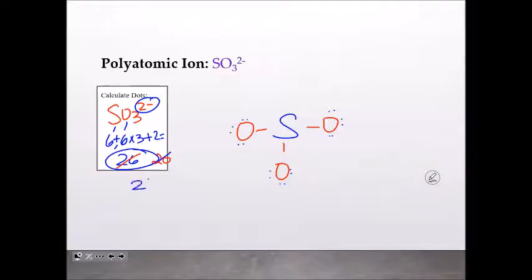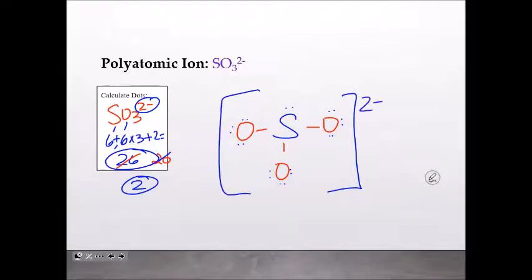That's 18. So now I'm down to 2. That extra pair goes on the sulfur. And all I need is brackets and the charge in the upper right corner. So that is how you would draw sulfite.